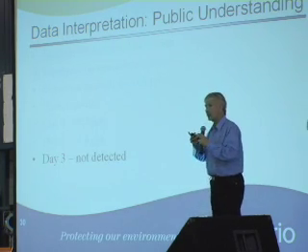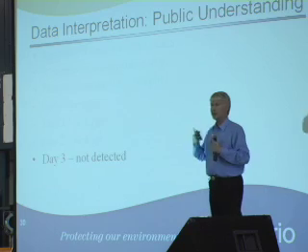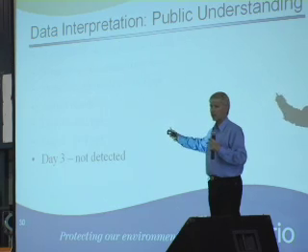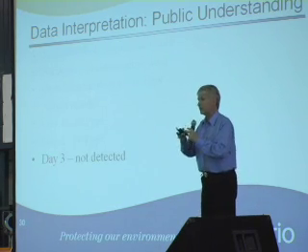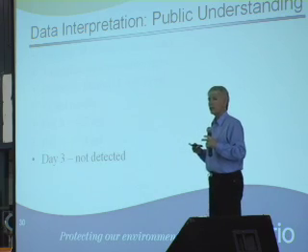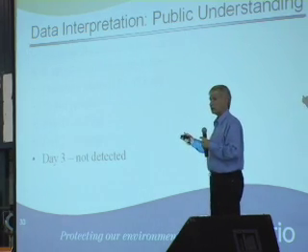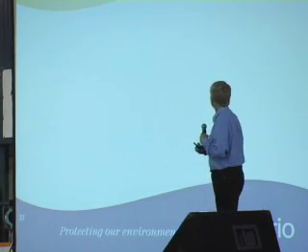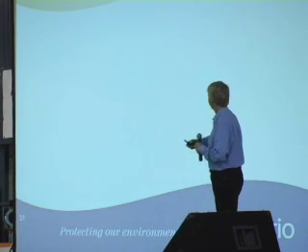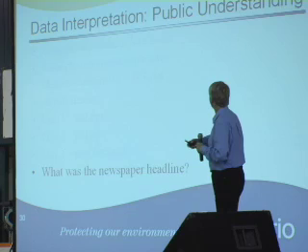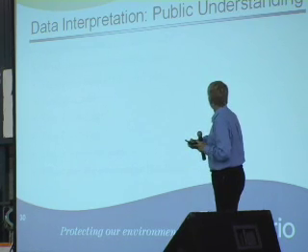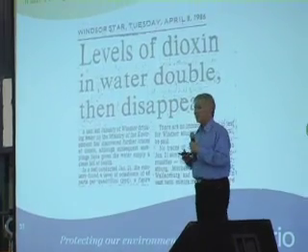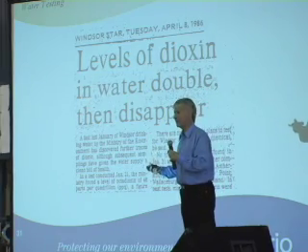Now, our detection limits are 0.1 to 0.3. To me, these numbers are all the same. There's no difference between those three numbers, because you could get that much variance just from routine error. Now, a reporter wrote about this. I wasn't trying to do anything funny, but here's the headline. Whoops, my headline's disappeared. There it is: levels of dioxin double and then disappear.